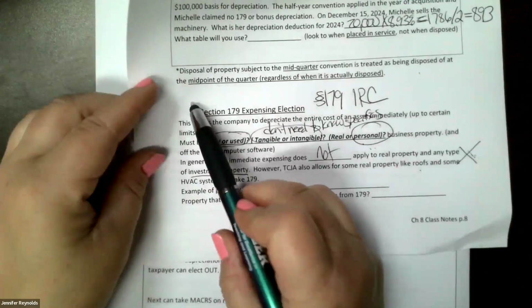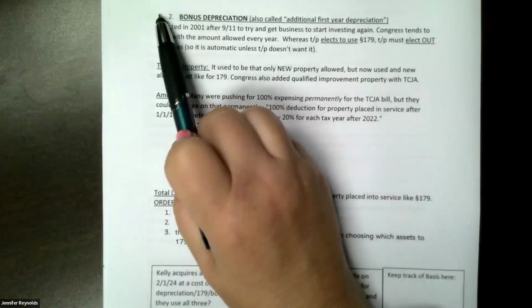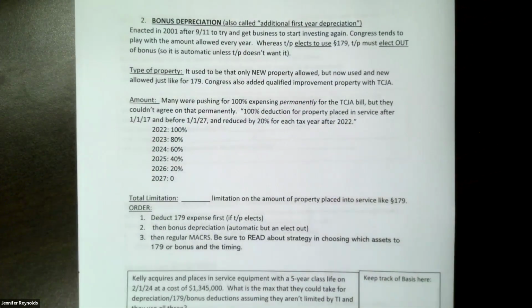Remember right here, I put a number 1. Here's some extra kind of depreciation stuff. Well, here's a number 2, bonus depreciation. It's also called additional first year depreciation. So clear your head if you need to, and then let's learn something new.